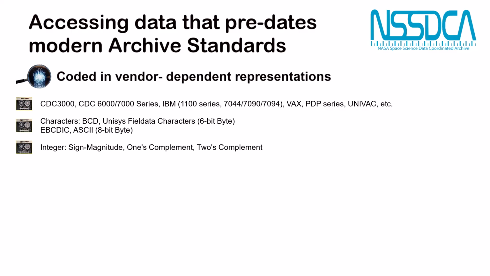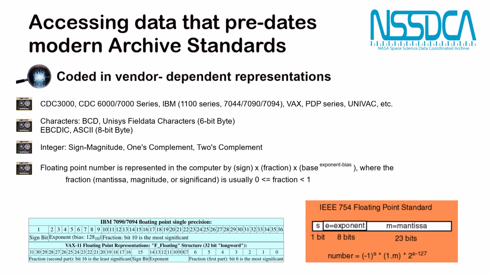reading the data. For floating point numbers, computers represent them using a sign, a fraction, also known as a mantissa, and a base with an exponent and bias. In the past, different systems implemented this differently. For example, some IBM series used 36 bits for single precision, while the VAX 11 used 32 bits. However, the bit allocation for each part varied significantly. For reference, the IEEE 754 single precision floating point standard format is shown on the right.